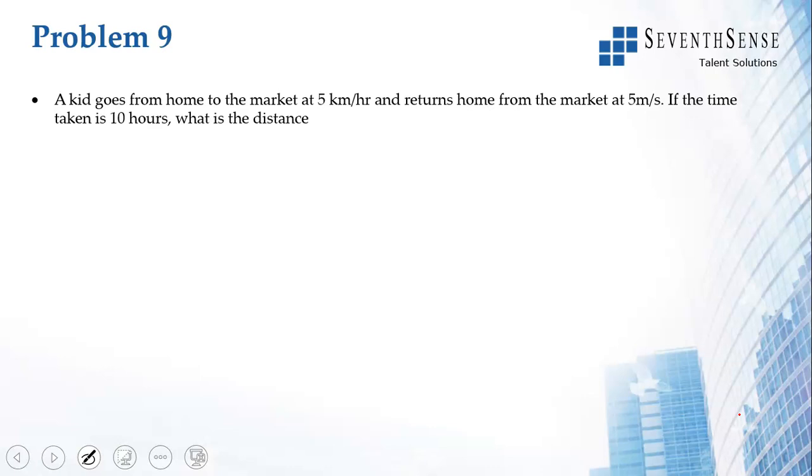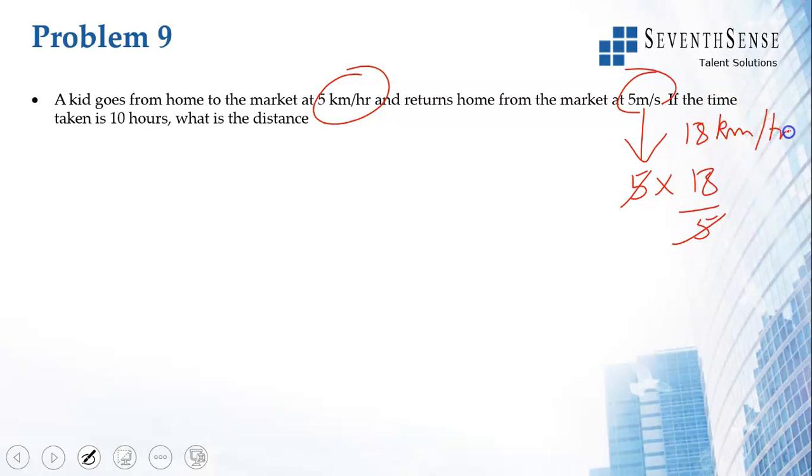Firstly, convert this into kilometers per hour. This is kilometers per hour, this is meters per second. To convert 5 meters per second into kilometers per hour, is it 5 by 18 or 18 by 5? It is 18 by 5, because meters per second is getting converted into kilometers per hour. This is 18 kilometers per hour. Total time taken is 10 hours.